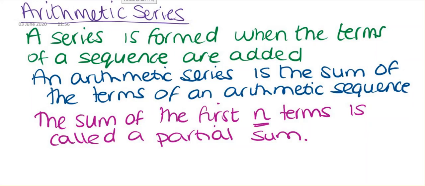Okay, so we're looking at an arithmetic series. A series is formed when the terms of a sequence are added. So an arithmetic series would be the sum of the terms of an arithmetic sequence, and the sum of the first n number of terms is called a partial sum.